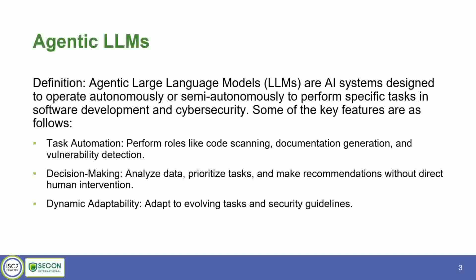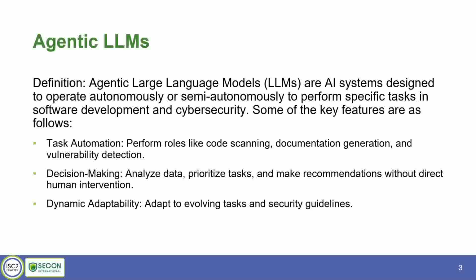Now that we've set the context for the challenges and opportunities in cybersecurity, let's explore the role of agentic LLMs. These advanced AI models are not just static tools. They are dynamic agents capable of autonomously or semi-autonomously performing complex tasks. At their core, agentic LLMs use advanced neural language processing to understand, analyze, and act upon codebases. They're trained to identify vulnerabilities, generate comprehensive documentation, and even suggest corrective measures, all while operating in real time within the development pipeline.